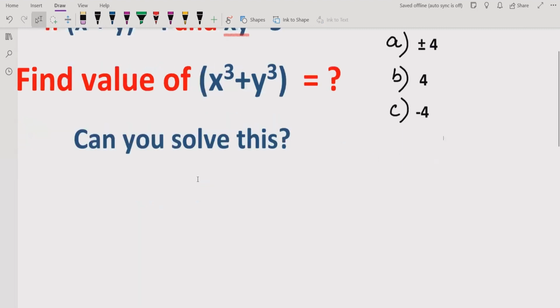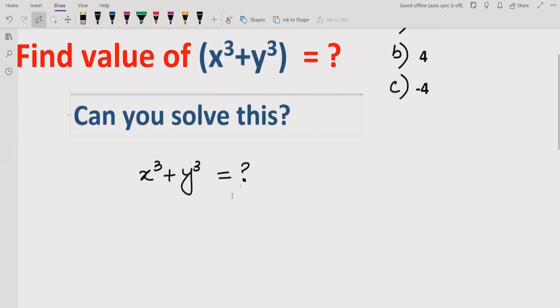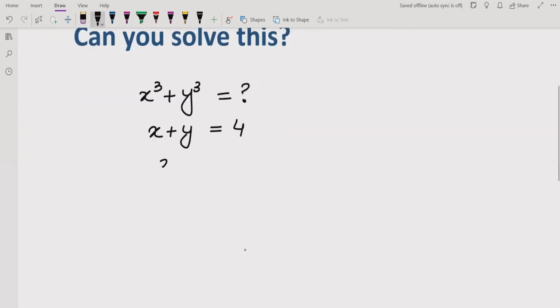Now we have to solve this question. Here we have to find out x cube plus y cube, right? We have to find out this. And the data here is x plus y equals 4, and xy equals 5, right?